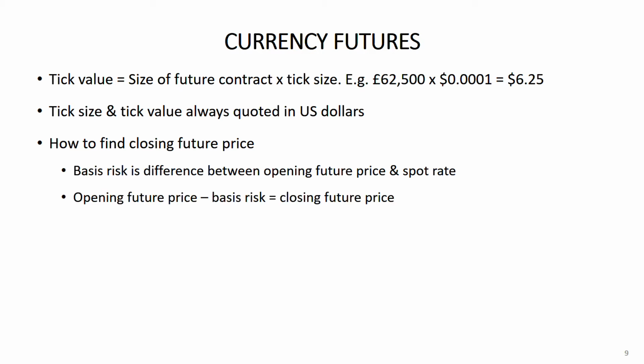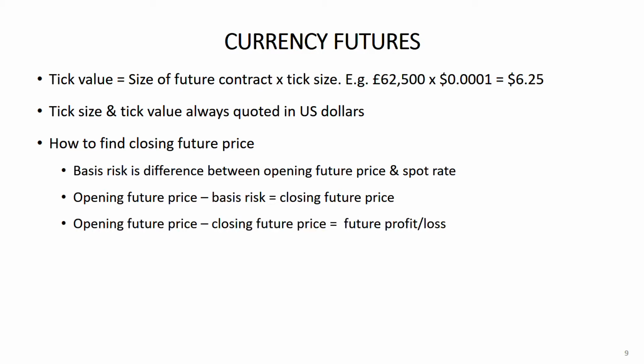Second, opening future price. Opening future price is already given to you. Near the date it will be given, right? March future is this much, June future is this much. It will be given to you minus basis risk. Basis risk you have just calculated on your first one, top, right? So from that basis risk which you have calculated, an opening future price is already given to you, minus it, and you will get your closing future price.